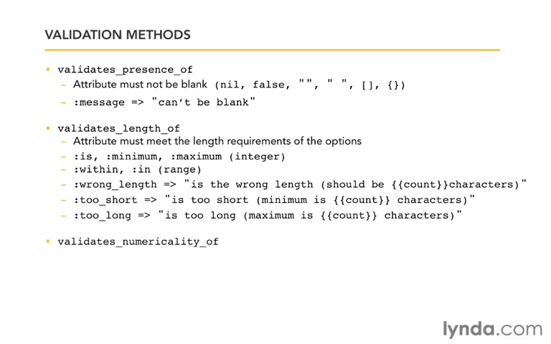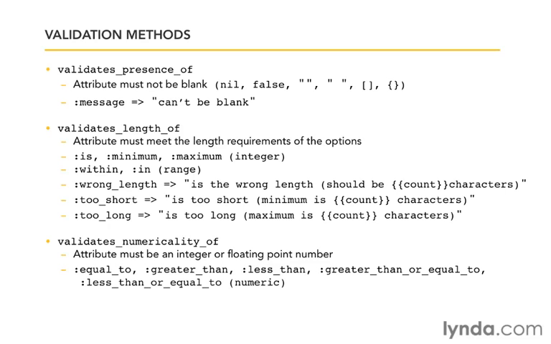We also have a validation for validates numericality of. Here we're making sure that something is a number, either an integer or a floating point number. And we can check not only that it is a number, but if we pass into the options hash equal to, we can make sure it's equal to a certain number, or greater than, less than, greater than or equal to, less than or equal to, if we want to test any of those things. And we can pass in true or false to the only integer option if we don't want to allow floating point numbers, but only integers. In every case, the default message is not a number.